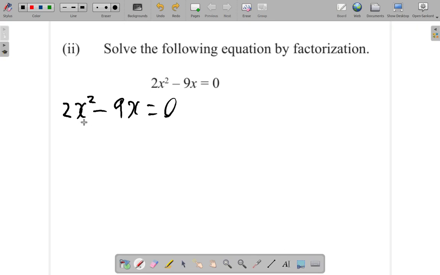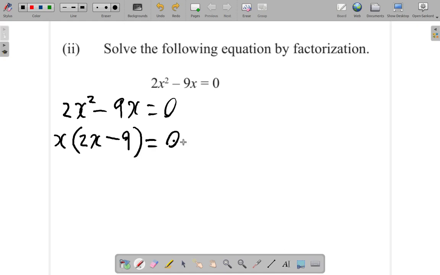You can find a common factor between 2x squared and 9x, which is x. So you have x here. Inside the bracket, x into 2x squared goes 2x, minus x into 9x goes 9. Close bracket equals 0. Alright?